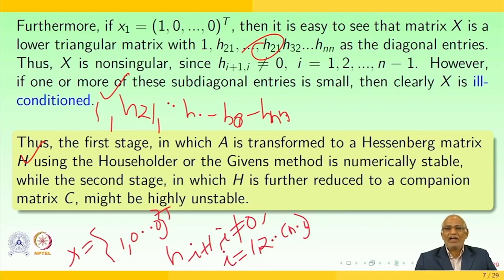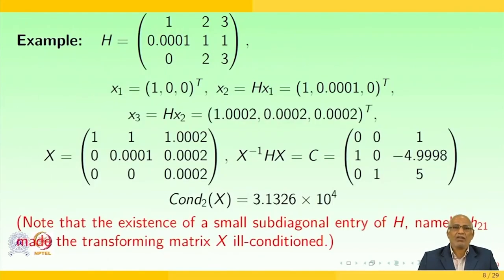While in the second stage, the one which we did in the previous lecture, the matrix H is further reduced to a companion matrix, and it becomes highly unstable, which is not a desirable situation. So, as we spoke, let us see stages 1 and 2 through an example.